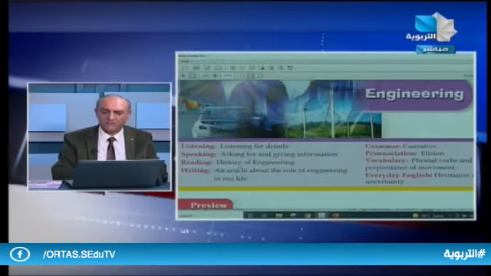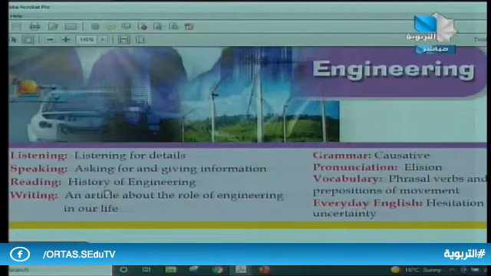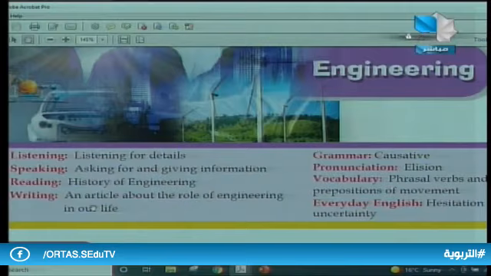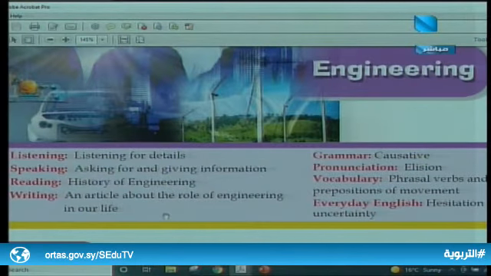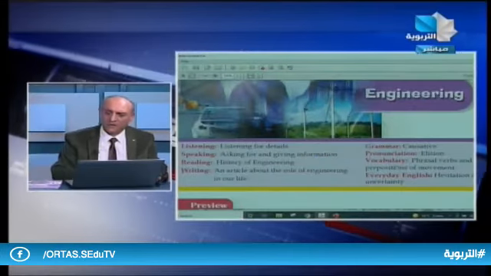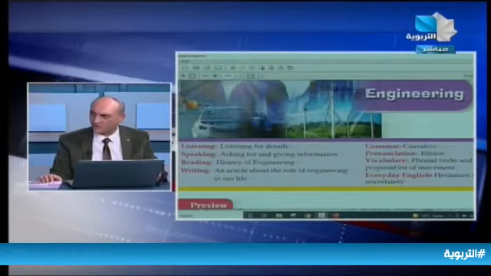In the reading skill, we have the history of engineering. We are going to read a text about it, and then in writing we have to write an article about the role of engineering in our life. Of course, engineering has an important, vital role in our life. In grammar, we have the causative form. In pronunciation, we have a new skill which is called elision.